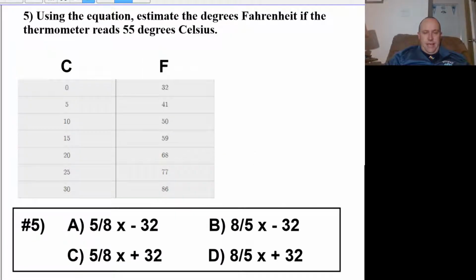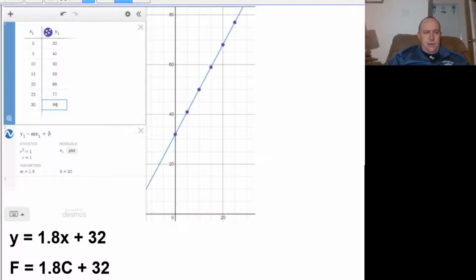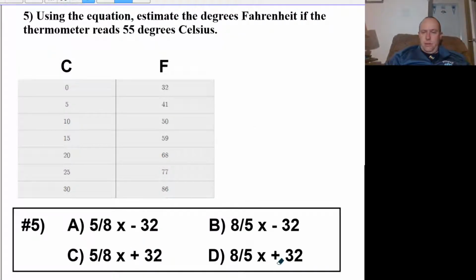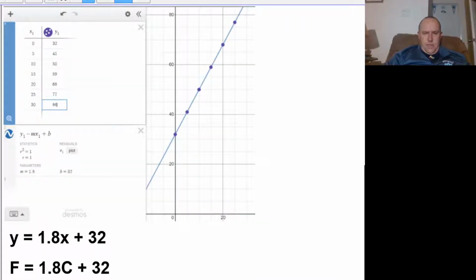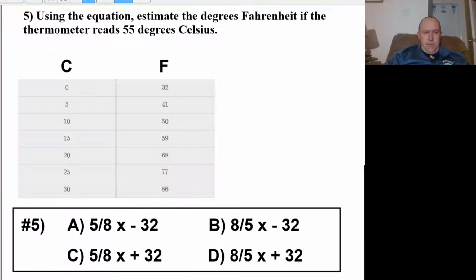Now, as I look at my answer choices, notice we have fractions again though. So looking at the numbers, I noticed it said plus 32. So I know it's between C and D, because these say negative 32. So we just divide. 5 divided by 8 is 0.625. 8 divided by 5 is 1.6. So that would actually be closer to this one. So for that reason, we would actually pick this answer here. Okay.